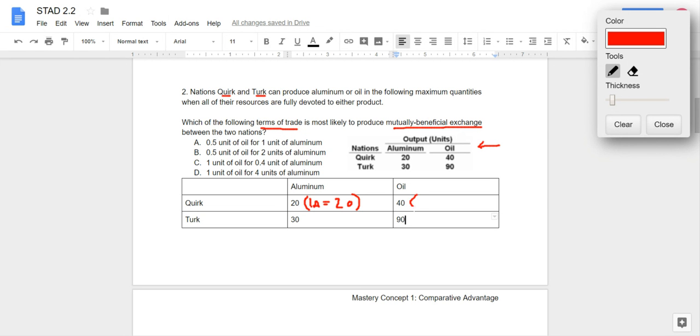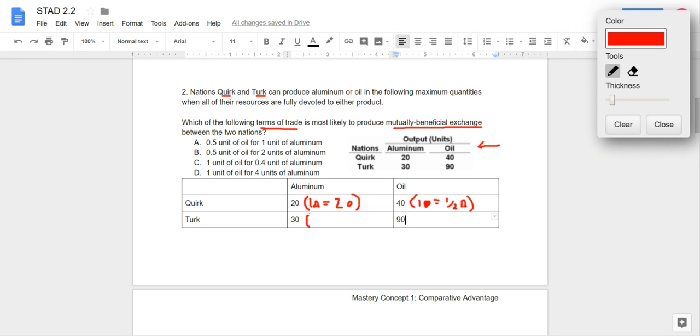And then over here, I'm going to do 1 oil equals the other, 20 over 40, or 1/2 of an aluminum. There we go. 1 oil equals 1/2 of an aluminum, and you can notice that 1 aluminum equals 2 oil. The other opportunity cost is the reciprocal of that. 1 oil is going to equal 1/2 of an aluminum.